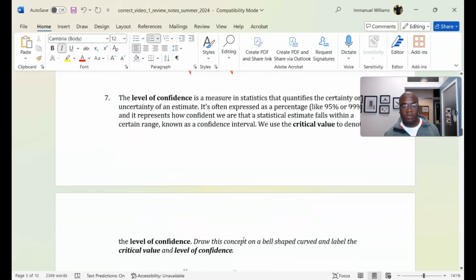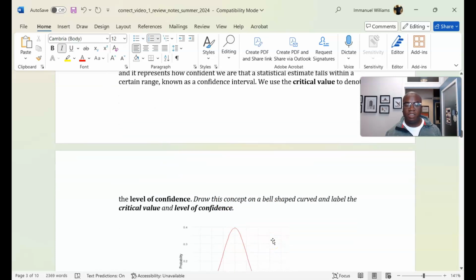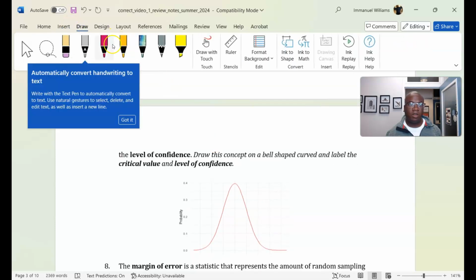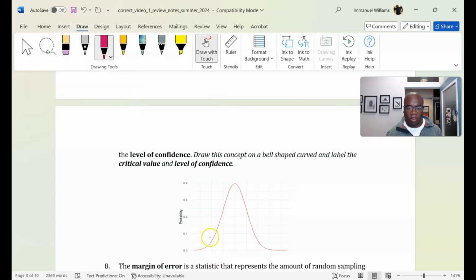So here, we'll use the critical value to denote the level of confidence. Let me draw this concept on the bell-shaped curve. My critical value would be this vertical line here. That's a curve, it should be straight, okay? This is my critical value, CV, and this is going to be a negative CV, and this is going to be my positive CV, okay?